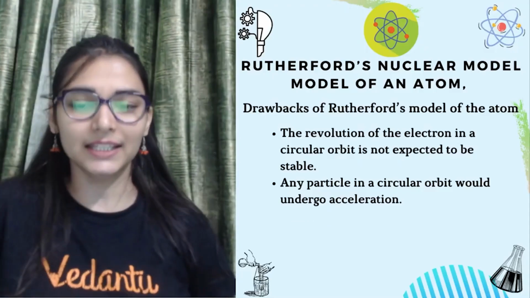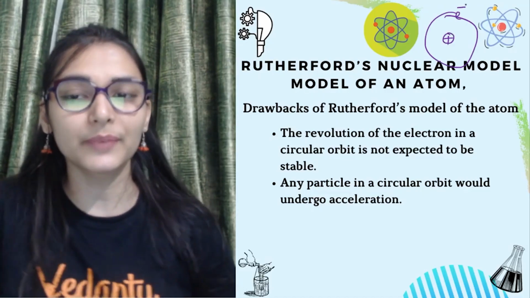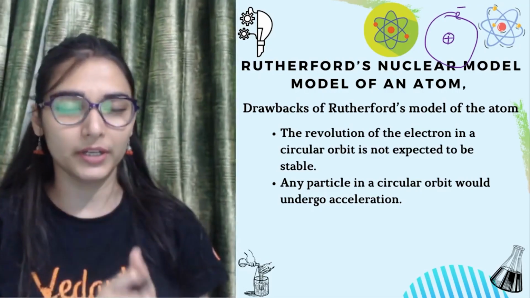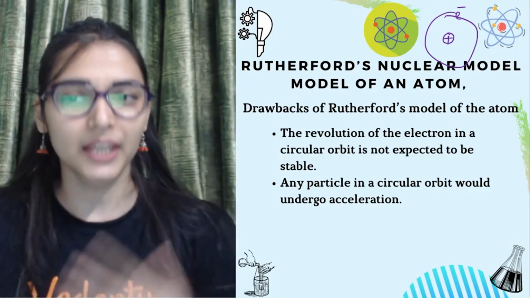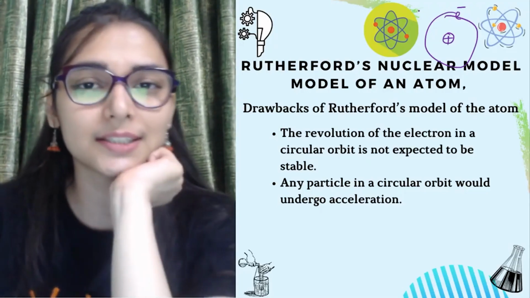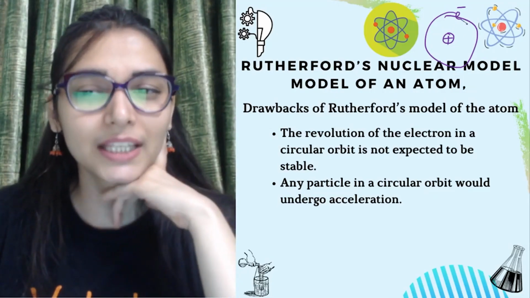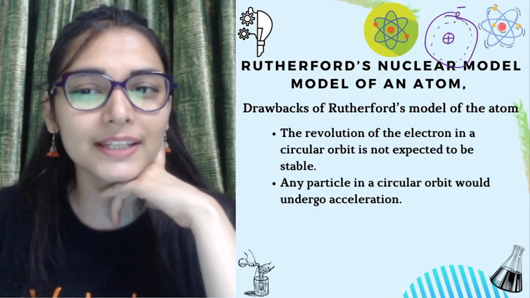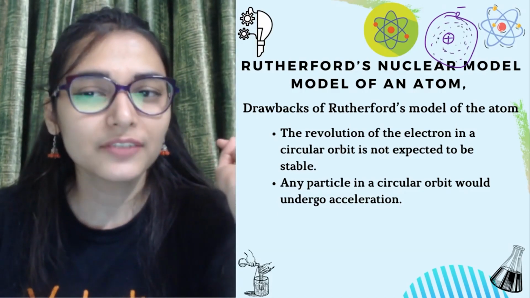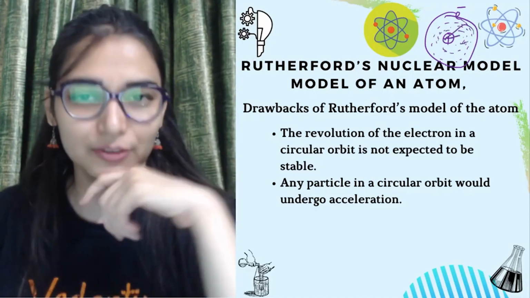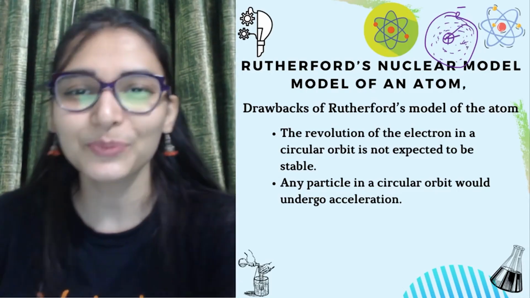The drawback was that if some positively charged body is there in the center and some negatively charged body is revolving around it, then a charged body continuously revolving will produce acceleration. If it is producing acceleration, that means there would be some loss of energy. So with each round that the electron is making, it is losing some energy. So a point will come when it will jump into the nucleus. Okay, so that means your atom is not stable.